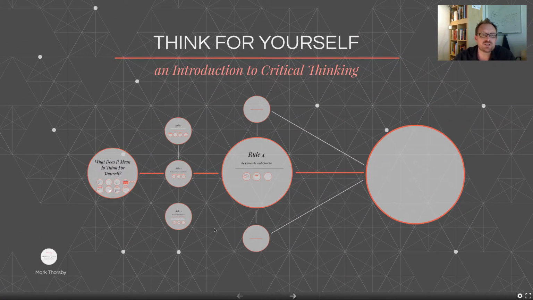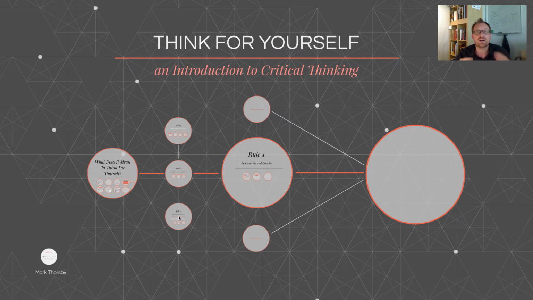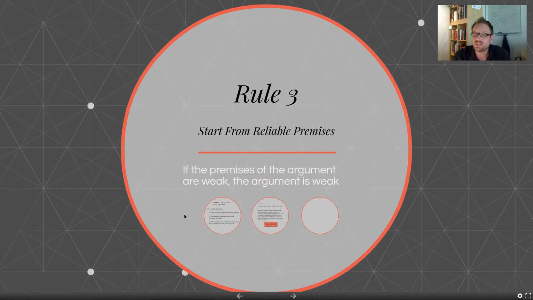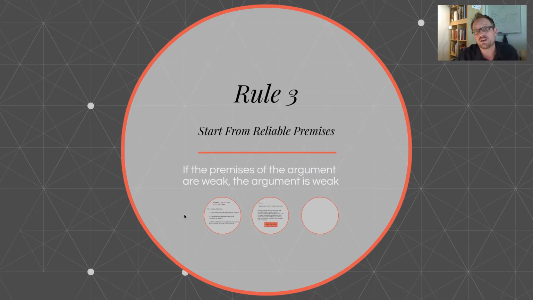We've been looking at various rules for critical thinking. Our first rule had to do with the idea that we should identify premises and conclusions. Our second rule was the idea that we should develop our ideas and our arguments in a natural order of inference. And today we're going to be looking at rule 3, the idea that we need to start from reliable premises. Okay, so just keep in mind here, just as another refresher, every argument has both premises and a conclusion.